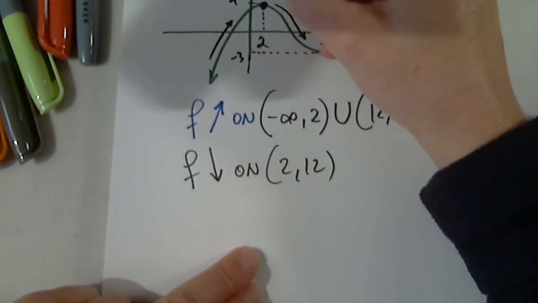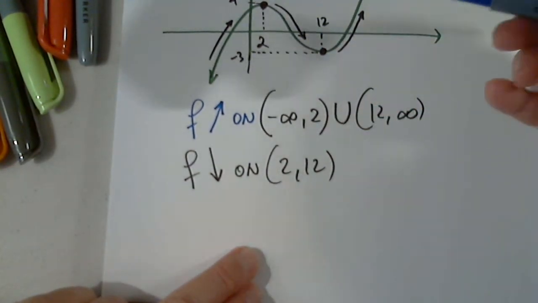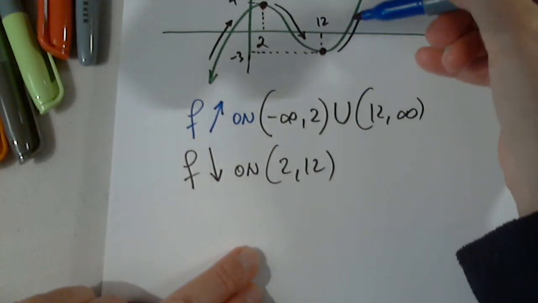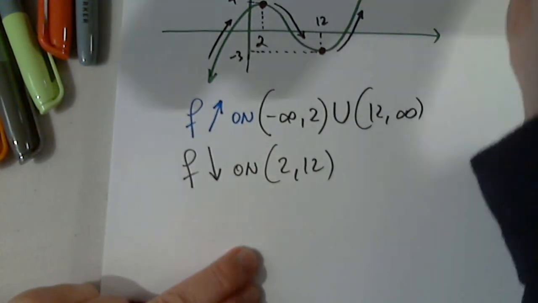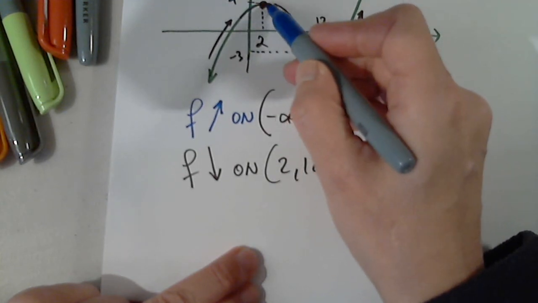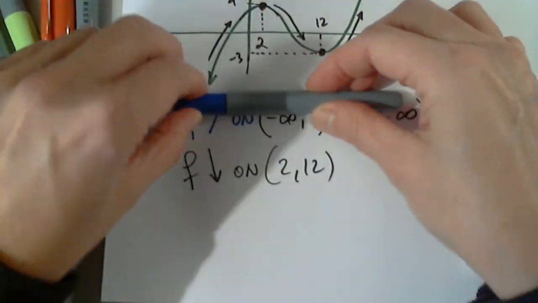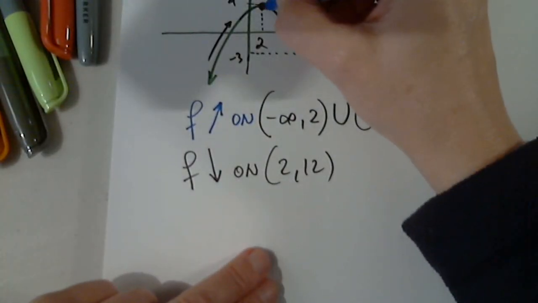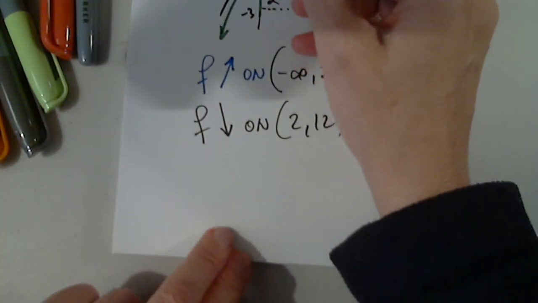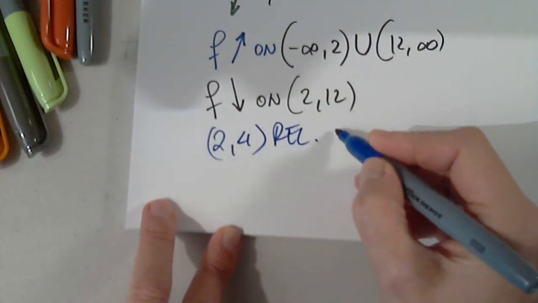So this is called a relative max. It's not an absolute max because there are other values of y that are higher. But it's a relative max because left and right, the function has lower y values. So this point is a relative max. 2, 4. 2, 4, relative max.